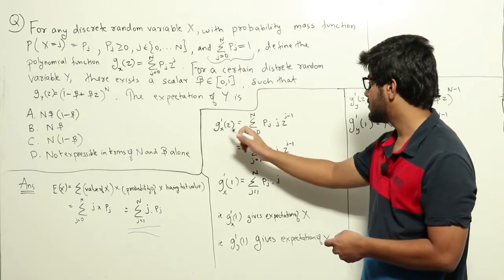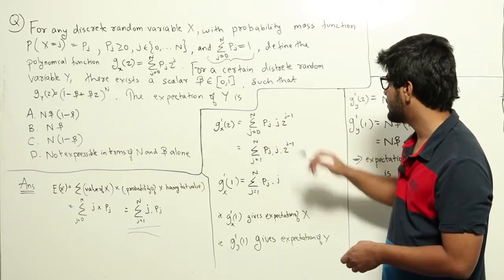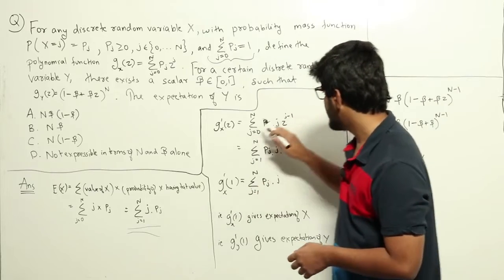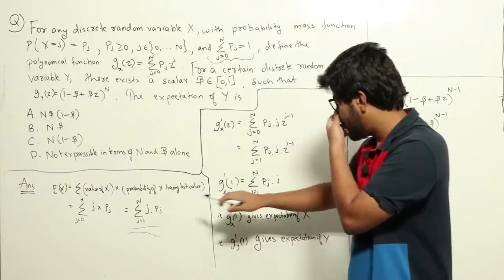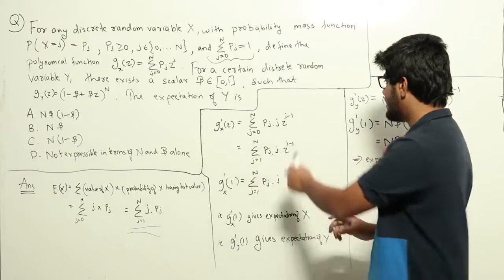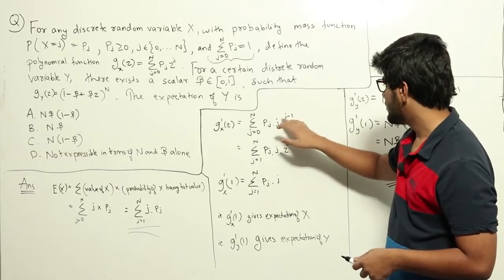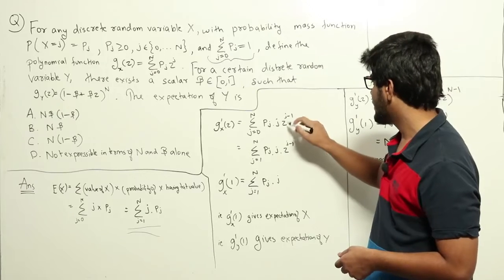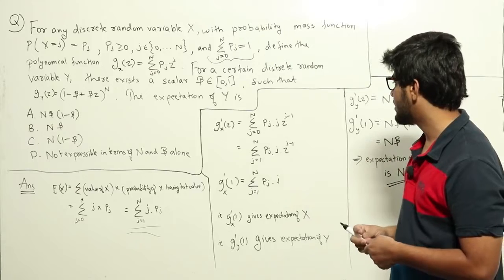So g dash of z would be sigma j equal to 0 to n, P of j into z raised to j minus 1. Now again look at this, we need to somehow make this equal to this. Okay, so we got j term here, that's there, P of j is also there, and then there's a z term here. Somehow we need to eliminate this. So the term is z raised to j minus 1. If we put z equal to 1, it will become 1 raised to j minus 1. Okay, that way we can eliminate the z term.